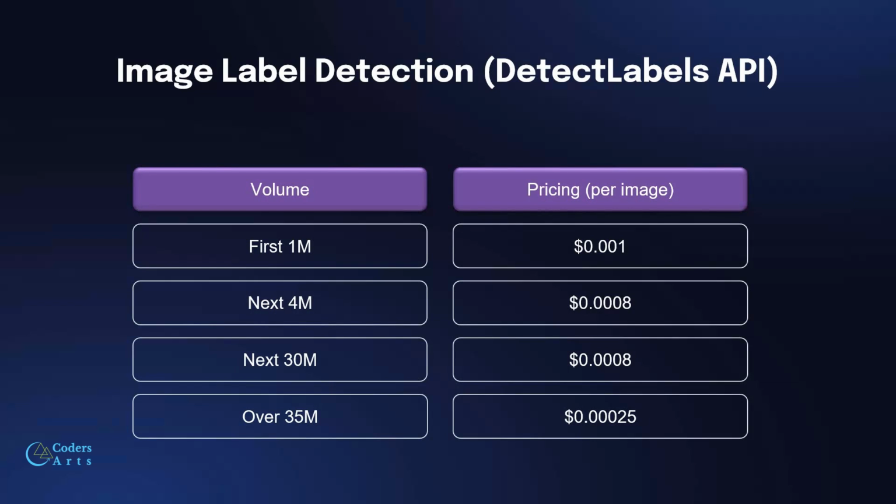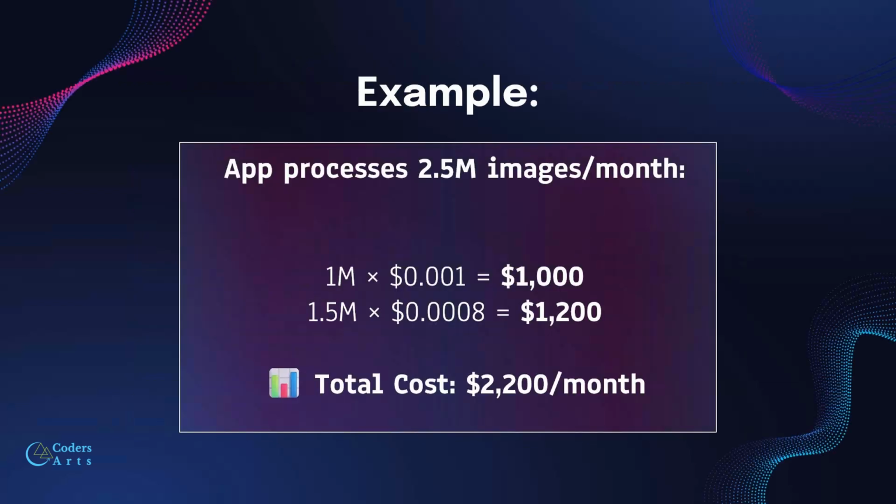So the pricing is dependent on the number of API calls you are making and how many of them you are making. To understand it better, let's take a look at an example. So if your app processes 2.5 million images per month, the total cost incurred would be $2,200 per month, as you can see based on the calculations shown on the screen.